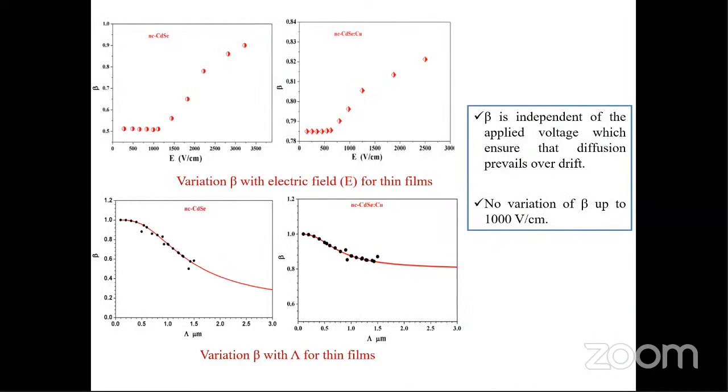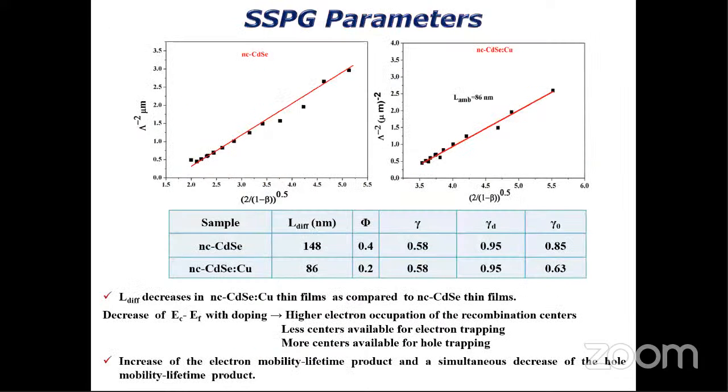And here we have calculated the beta, and we have plotted beta with the electric field which we have applied. Okay, so here we can see that beta is independent of the applied voltage, which ensures that diffusion prevails over drift, and no variation of beta up to 1000 volt per centimeter we have observed in this case.